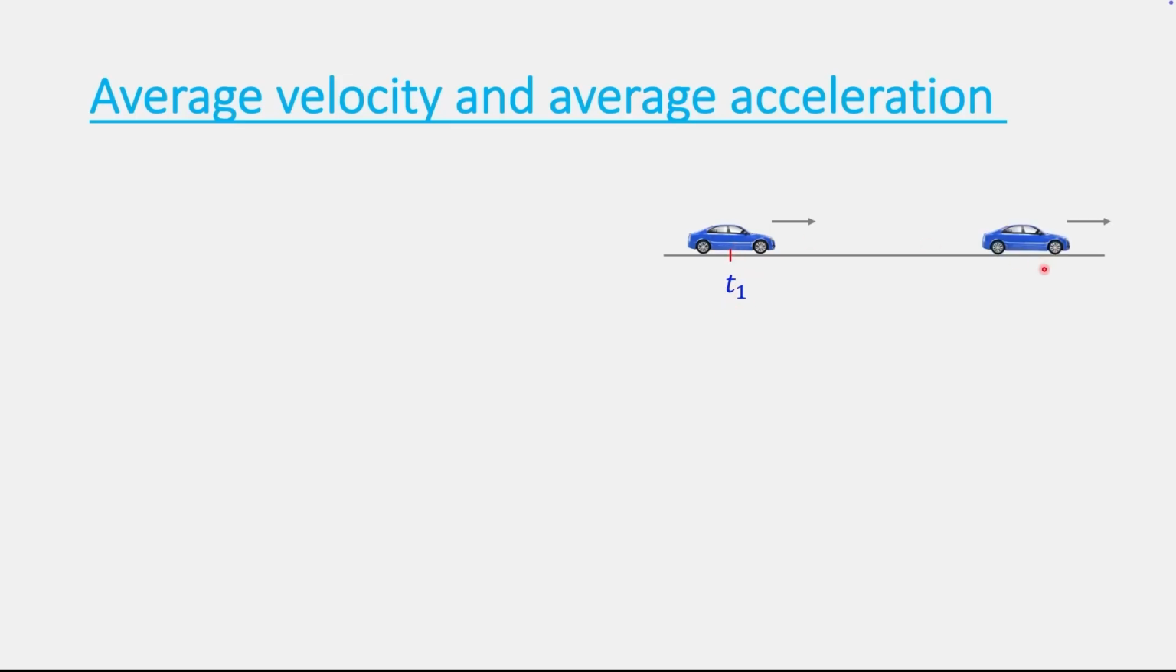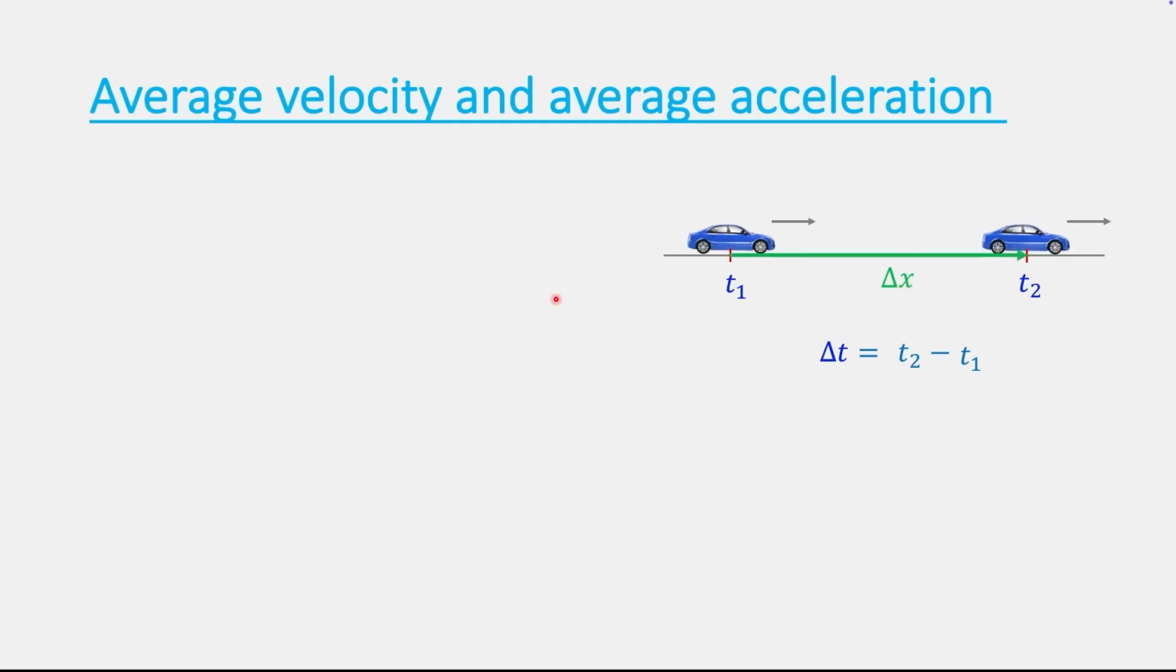And at a later time t2, it is at this position. We are interested in the motion of the object between these two times. So t1 is our initial time, and t2 is the final time. The displacement of the object is from the initial to the final position, which is delta x. t2 minus t1 is the time interval delta t. So delta t is the time the object takes to make the displacement delta x.